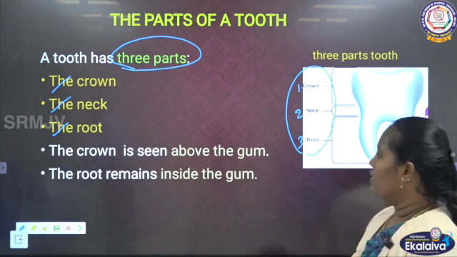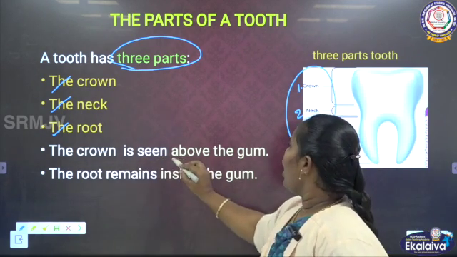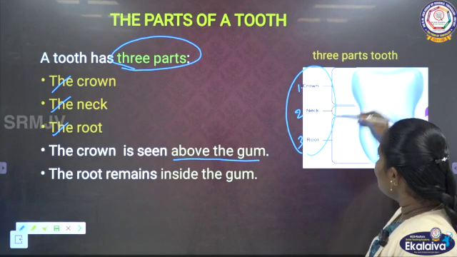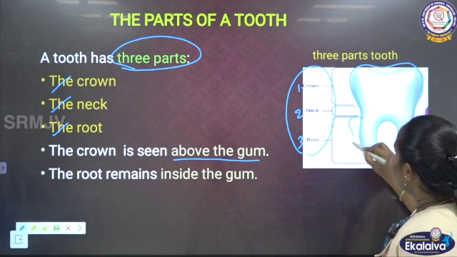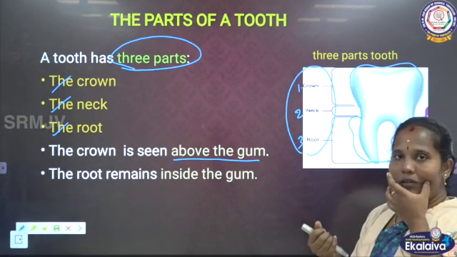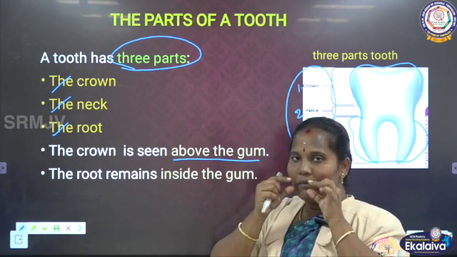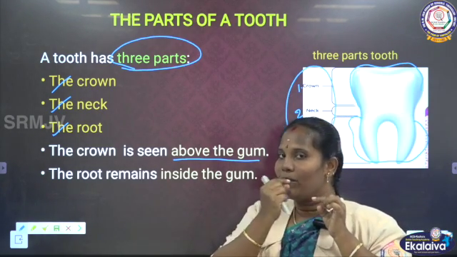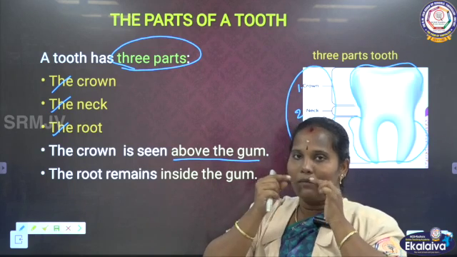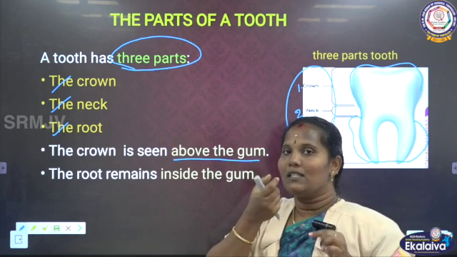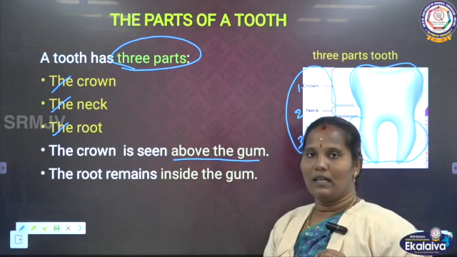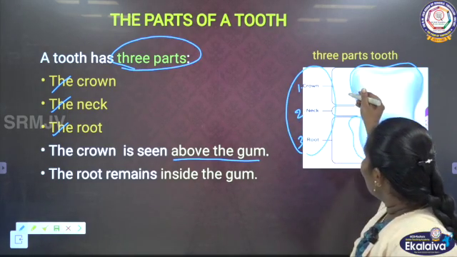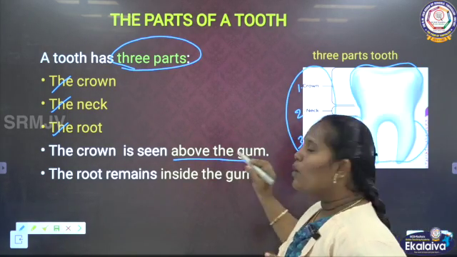Clear? See, the crown is seen above the gum. Gum means the socket. While we smile, we can see the white part, that is the dentin. Below the dentin, we can see some red colored soft tissue. That is called the gum. So this crown is seen above the gum.